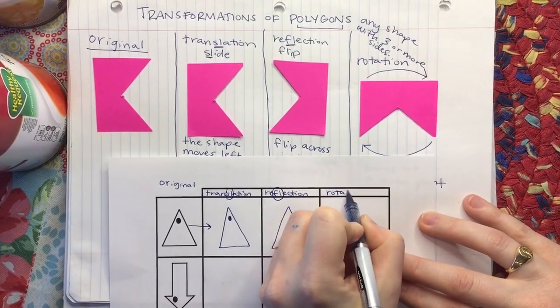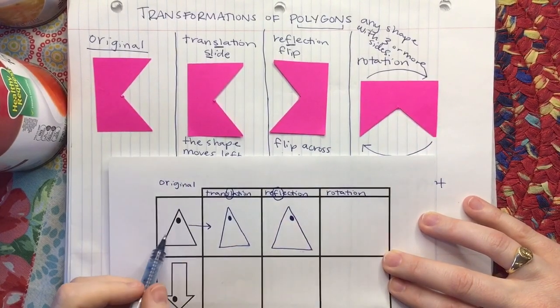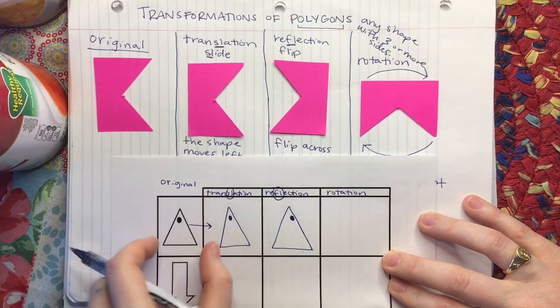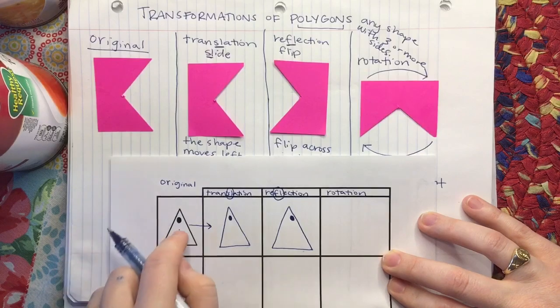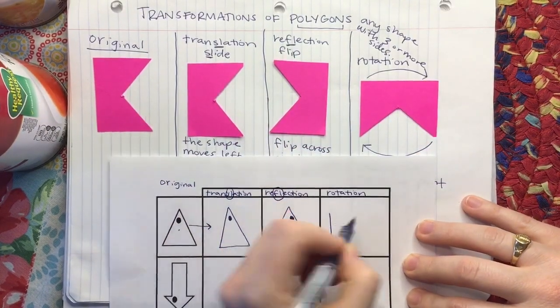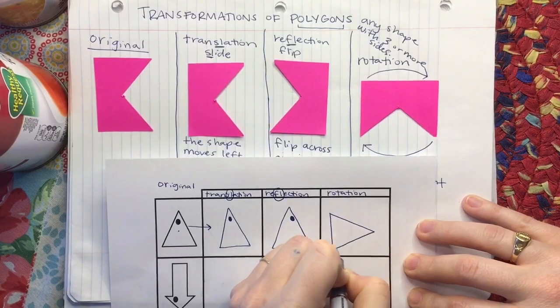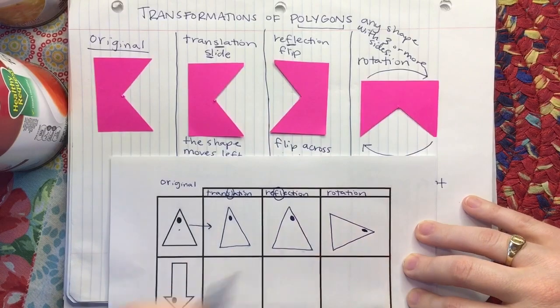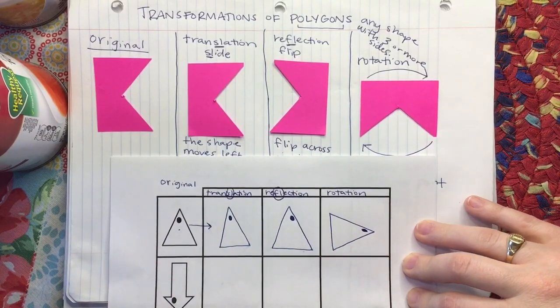And then my last one is rotation. So again, in my rotation, I'm just going to turn my polygon. So I'm going to shift it. I'm going to leave this point the same, pretend that I'm holding my finger there and turning it. So I'm just going to turn it here, and my dot is going to stay towards this side of the polygon.